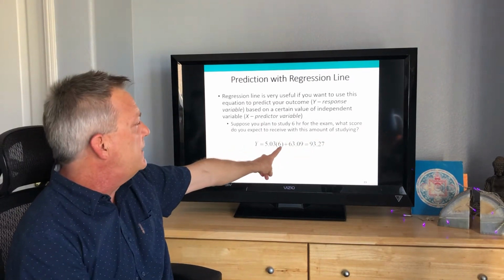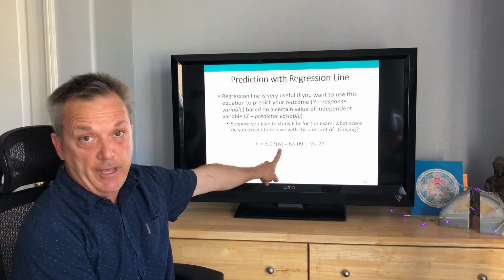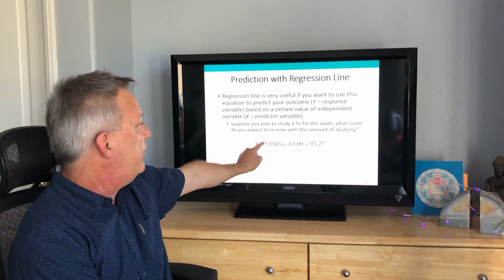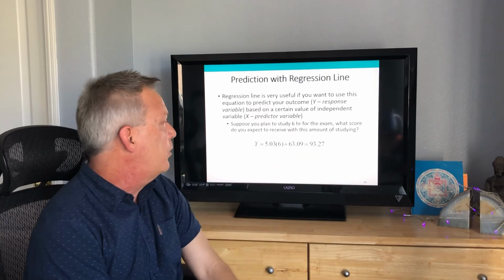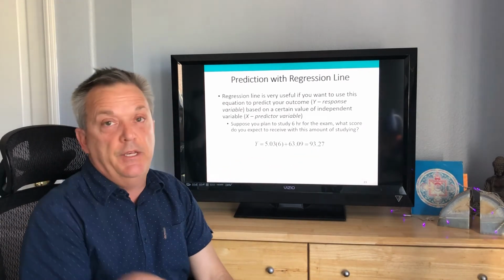You can just plug in 6 right here for your x value, right? Because remember, this is the equation that we found. And that's the score that you expect to receive, a little better than 93%.